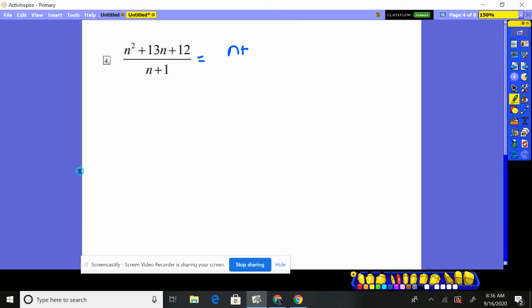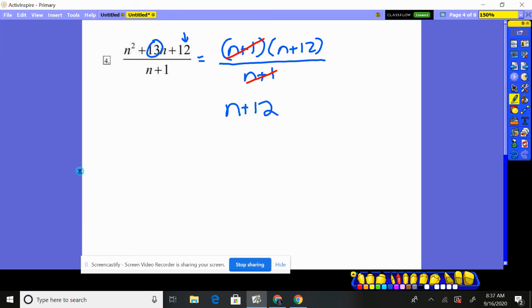Problem 4, well, I can see that's an n plus 1, n plus 12. When this center number is bigger than that guy, it's always an indication using the far outside numbers, 1 and 12. Over n plus 1. So the n plus 1s go hasta la vista. We're left with n plus 12, and we're like, oh, I'm done. No, you must state the fact that n in the original part can't be a negative 1. Okay, so this fraction simplifies to this n plus 12 as long as n can't be negative 1. As long as it's any other number, they're going to be the same.